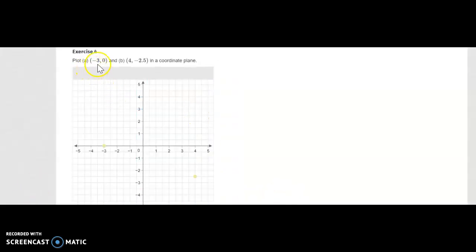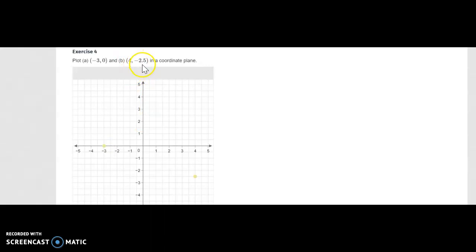So now it says plot negative 3 and 0. Remember, x always goes first, and x is negative 3. Well, here's our 0, negative 1, negative 2, negative 3, and our y is 0, so we don't have to go anywhere. We just stay right on that line, and there's our dot.